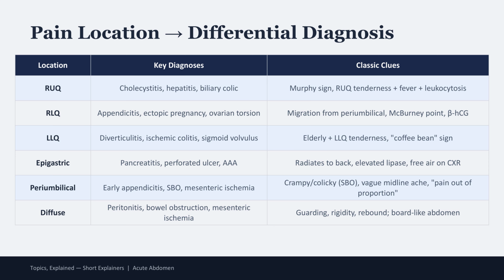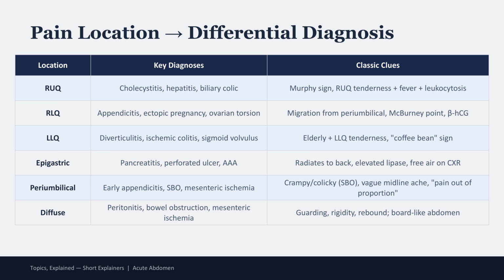Let's map pain location to the most likely diagnoses, because this is how board questions are structured. RUQ pain points to cholecystitis, hepatitis, or biliary colic. Think Murphy sign with the classic combination of RUQ tenderness, fever, and leukocytosis. RLQ means appendicitis until proven otherwise, especially with the classic periumbilical to RLQ migration, but always consider ectopic pregnancy and ovarian torsion in women. LLQ pain in adults is diverticulitis until proven otherwise. In the elderly, don't forget ischemic colitis or sigmoid volvulus.